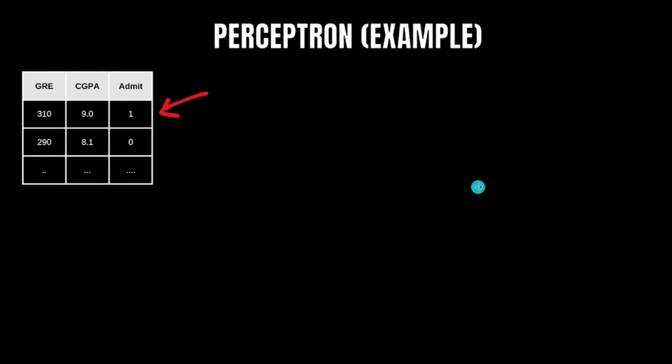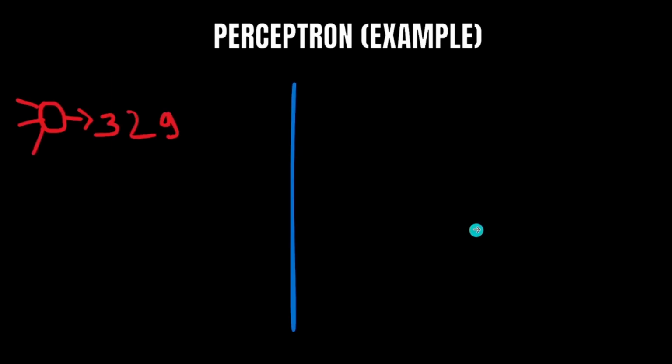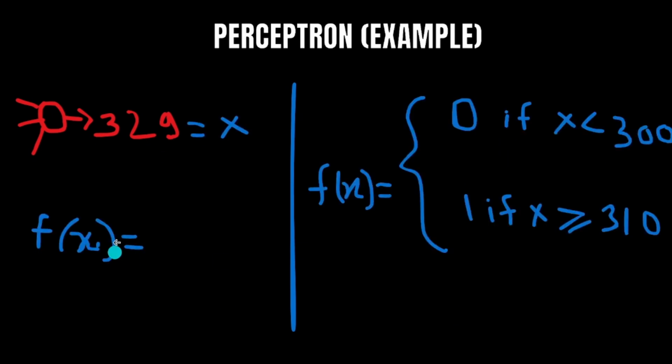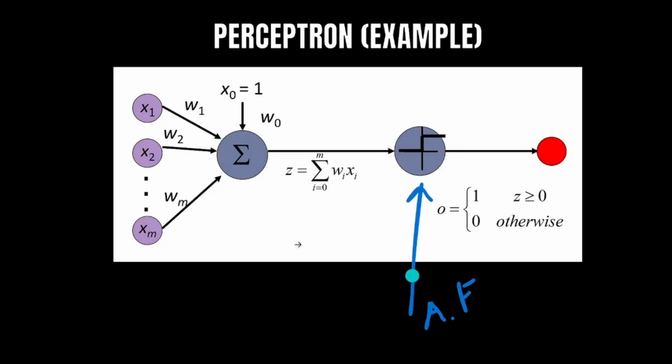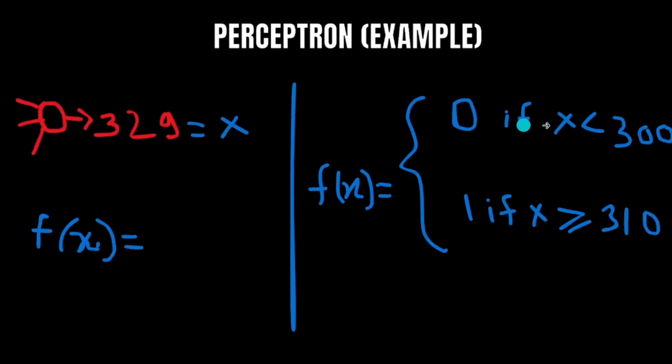So for this example, we have defined a simple activation function, which is this. So our function is like that. If our x, that is the output we got from our previous module, is less than 300, then we are going to output it as 0. So 0 means not admit. And if the output from the previous module is greater than 310, then we are going to output it as 1. So representing it got admitted.